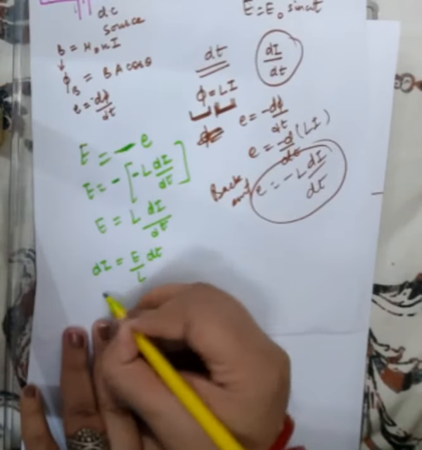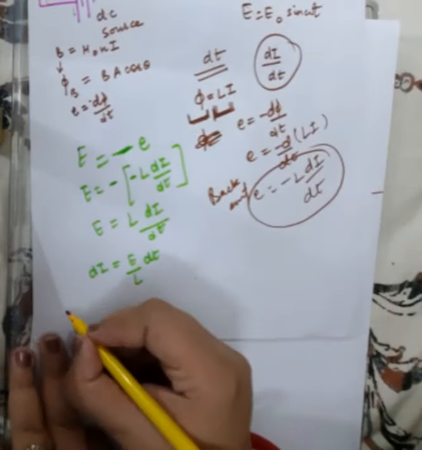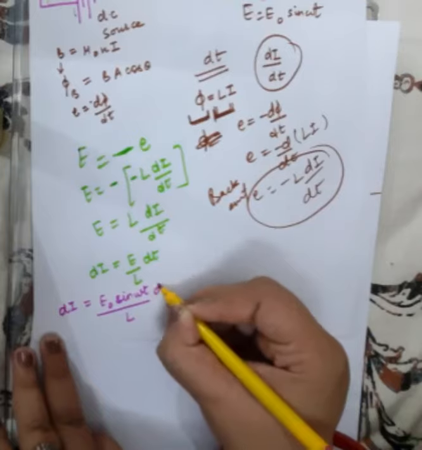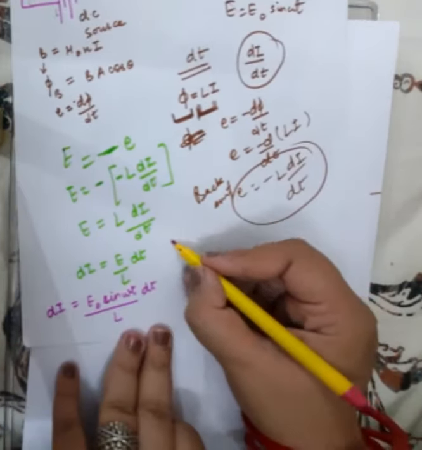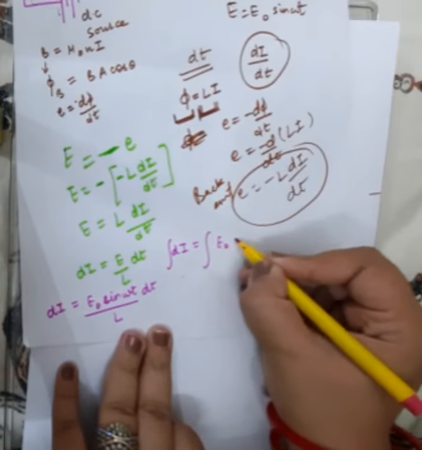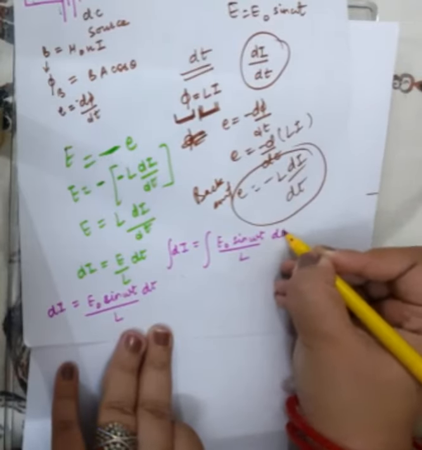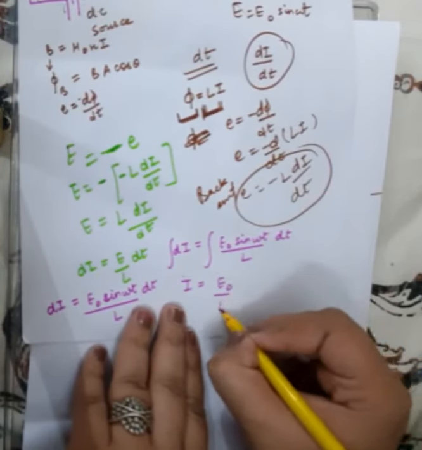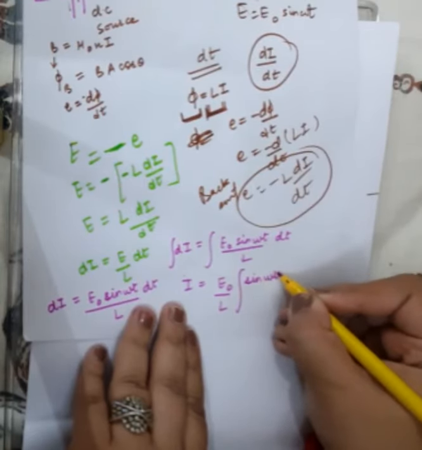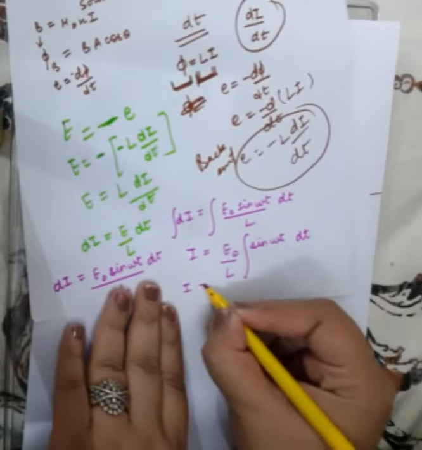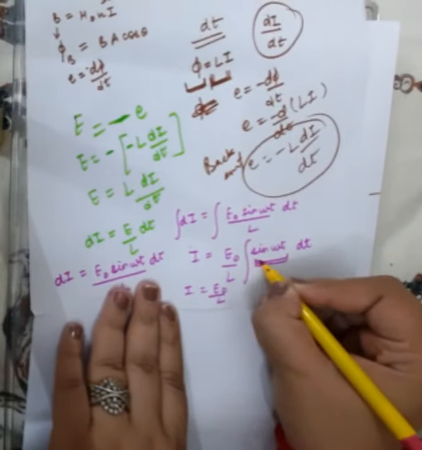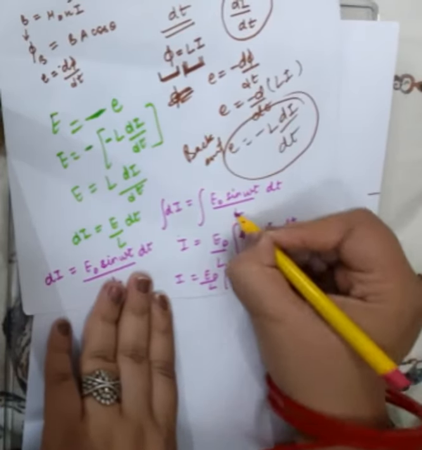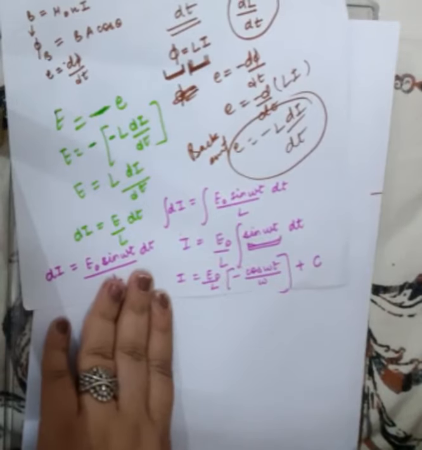Okay, so what is going to happen next? I'll explain here. di equals E naught sine omega t divided by L dt. If you integrate it, try to integrate it. It will become I equal to E naught upon L, which comes outside, integral of sin omega t dt. So I is equal to E naught upon L. What is the integration of sin omega t? It is minus cos omega t upon omega.